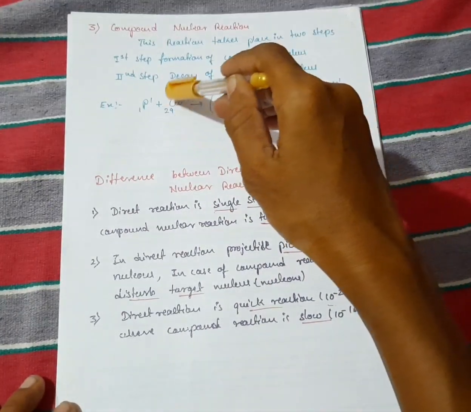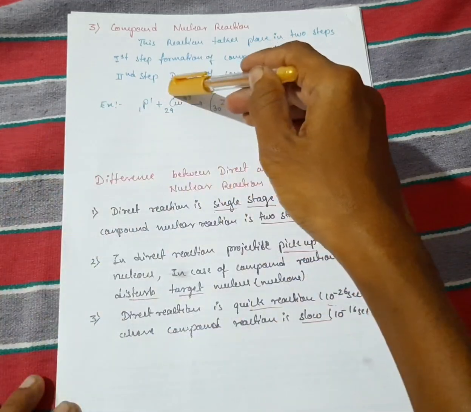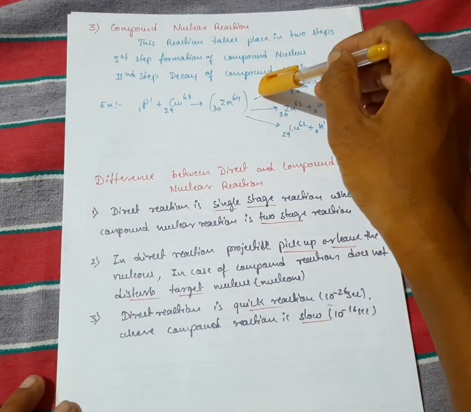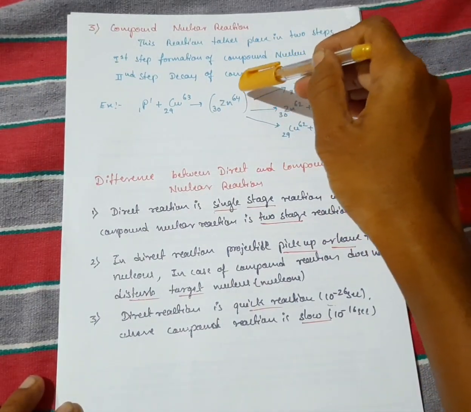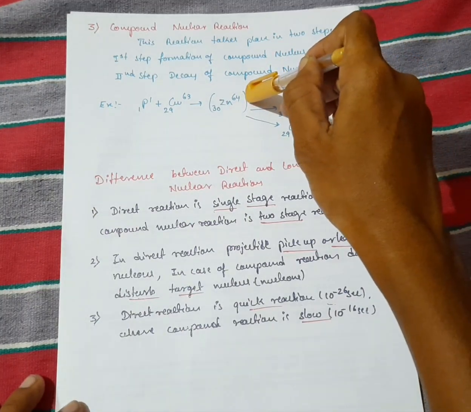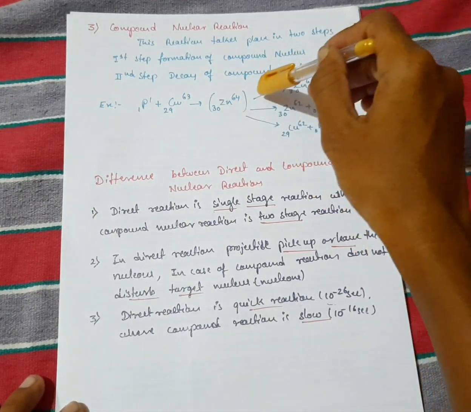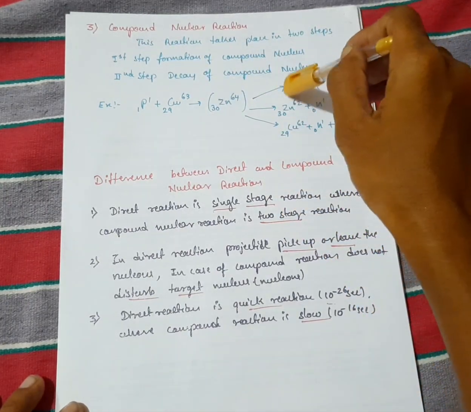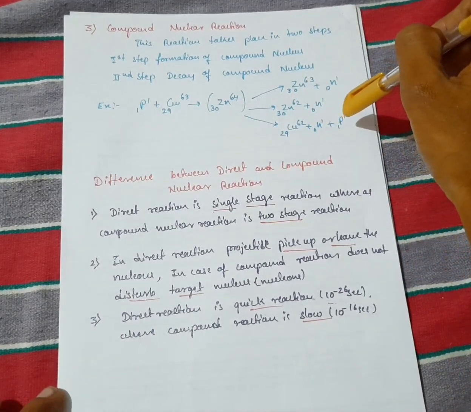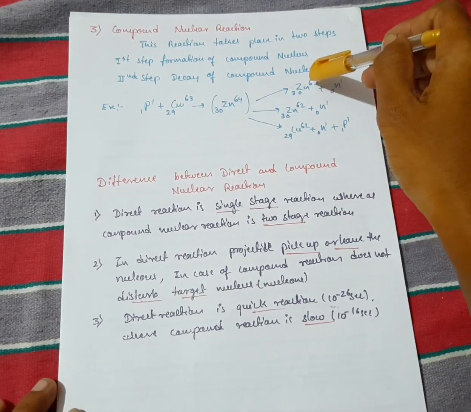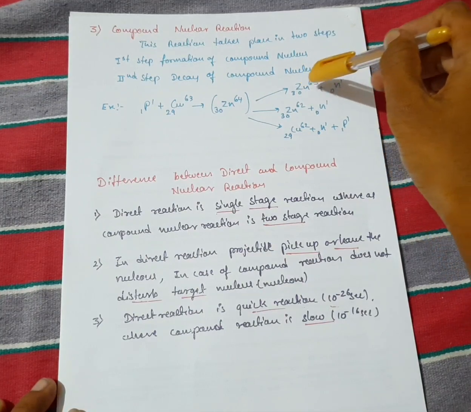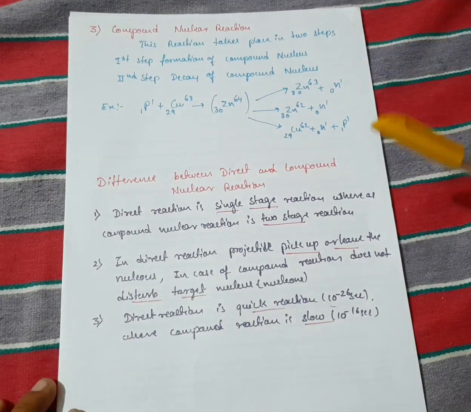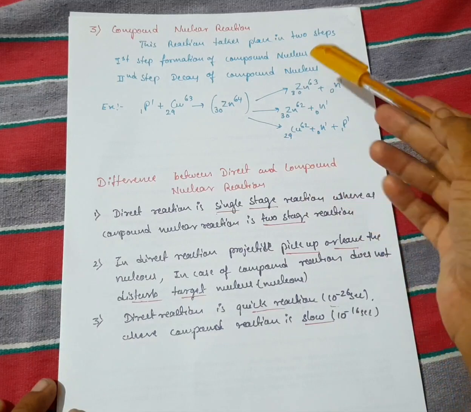This disturbs the nucleons present in the target nucleus. In the second stage, when it is in the excited state, due to the disturbance of nucleons, it is going to decay. Decay of the compound nucleus takes place by emitting particles. You can see here, they may decay in different ways. So these are the outgoing particles. So this is about compound nuclear reaction.